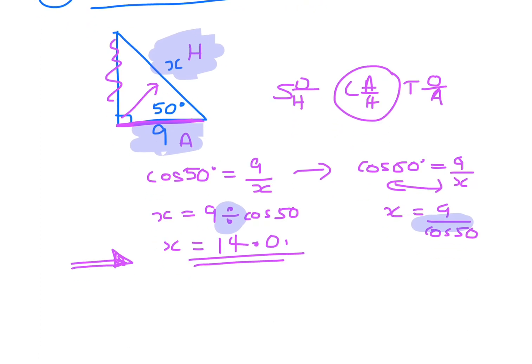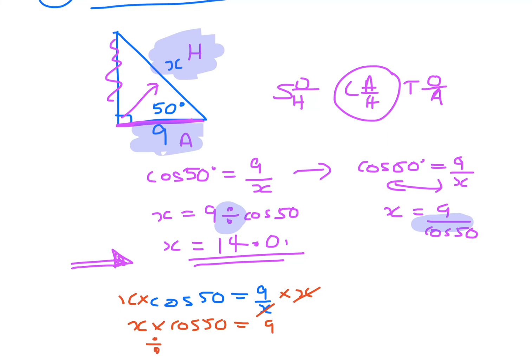Okay, so just the why that happens, if you look at that, cos 50 is 9 on x. The reason why is if you times by x on both sides, the x's cancel. So x times cos 50 equals 9. And then if you just divide by cos 50 on both sides, then you end up with x is 9 divided by cos 50, and then you get your answer.